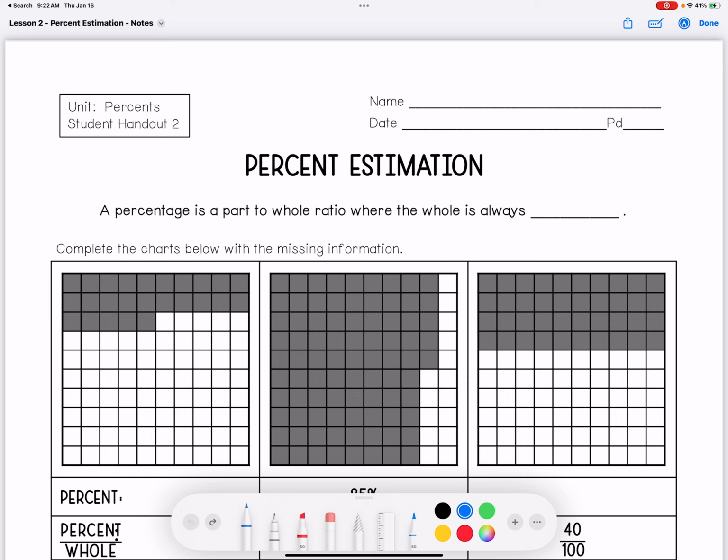Let's get started with a joke. What do you call a cow without legs? Ground beef.